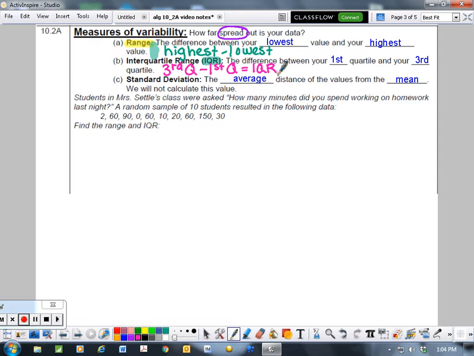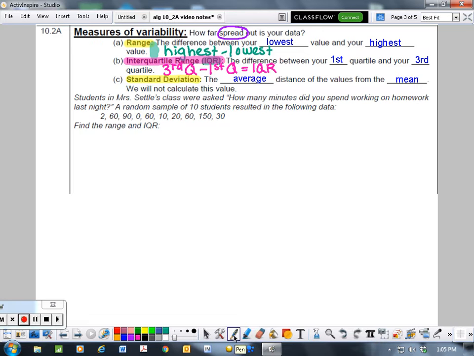And our last one is our standard deviation. And so for standard deviation, we average the distance of the values from the mean. Now we're not going to calculate that. We're going to save that for Algebra 2 when you guys have graphing calculators and stuff that's better equipped to calculate standard deviation, because it is a lot of calculation. But really it's just how far out, or what's the average distance from the mean. And usually we're always looking for less spread in our data. That's better than a lot of spread.